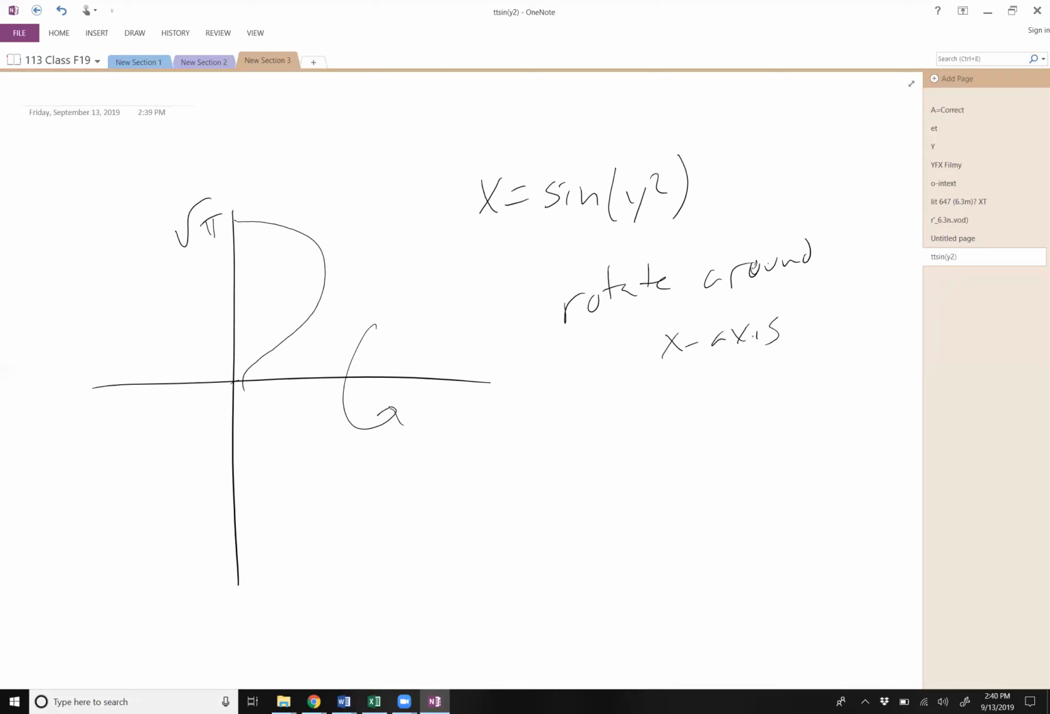Okay, so here's a function in terms of y. X is a function of y. We're going to spin that around the x-axis. So you've got a region, you can spin it around that. Go ahead and work on that. You can work on it with your neighbor. Yep, the upper limit is the square root of pi. The lower limit would be 0.